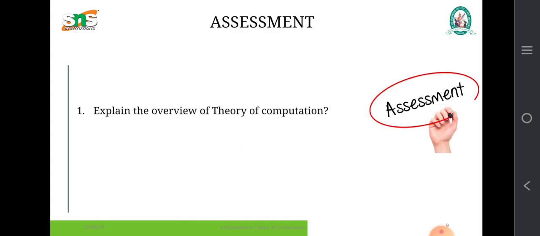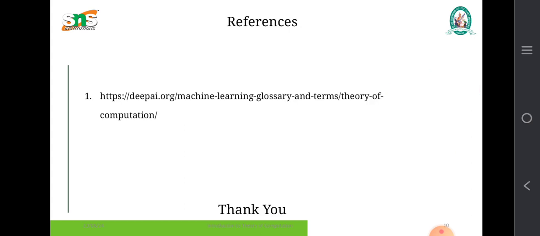Next, coming to the assignment part. You have to study the overview of theory of computation that we have discussed before, that is, what can be computed, how effectively it can be computed, and the different models of computation. All these things you have to learn, and we have given a reference link. In the next class we are going to discuss the basic terminologies of finite automata.